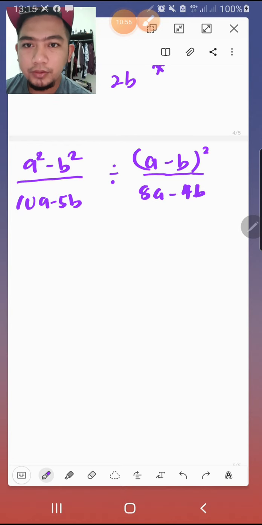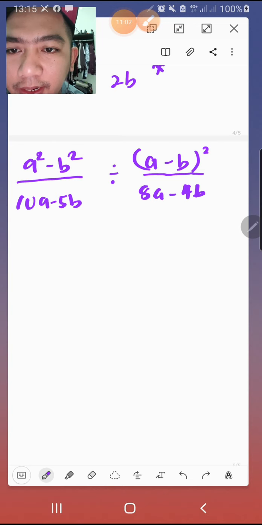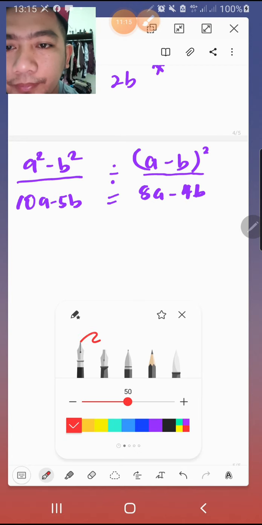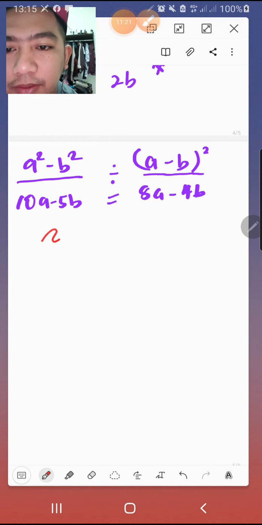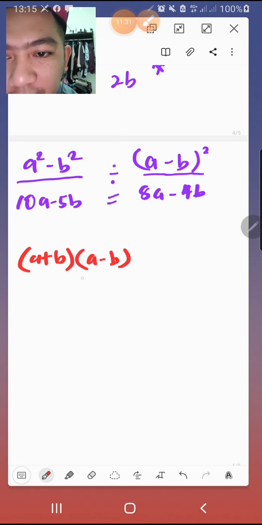Okay, let's continue to the next example. a square minus b square over 10a minus 5b, divide a minus b square over 8a minus 4b. Alright. So first of all, we need to simplify a square minus b square. So it will become a plus b times a minus b. This is the rule already, right?